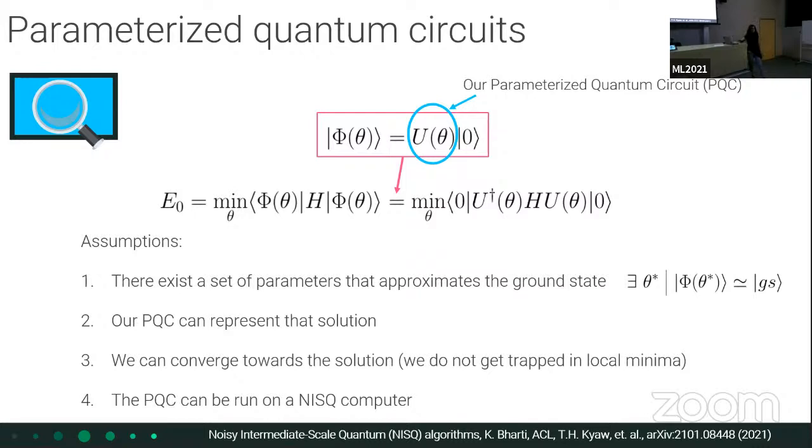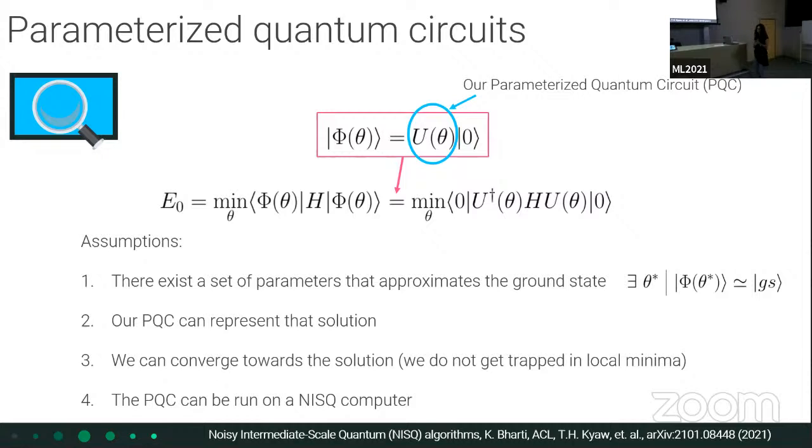So first of all, I want to make clear there are some assumptions here. The first is that there exists this set of parameters. What could happen is that when we construct this parameterized quantum circuit, maybe we are not designing it properly, so it's completely impossible to arrive at the ground state. So we will assume that our parameterized quantum circuit is good enough that it will find some approximation of this ground state. But we have to keep that in mind. If we are not representing a completely general unitary gate, then we can get trapped in some area of the Hilbert space and never reach the minimum.